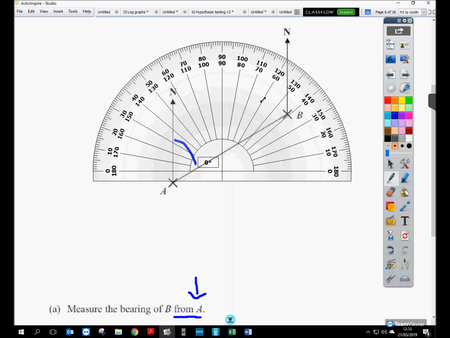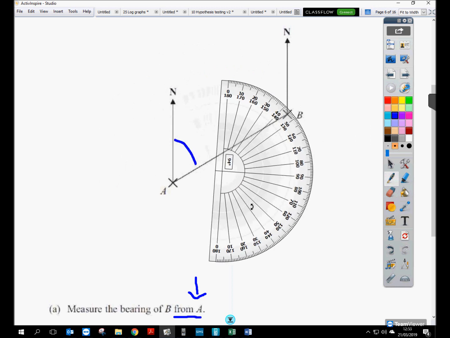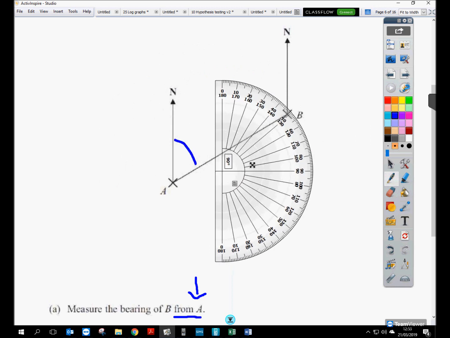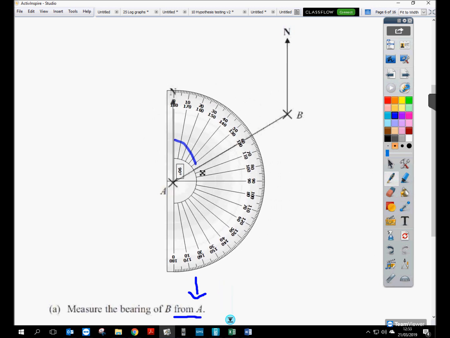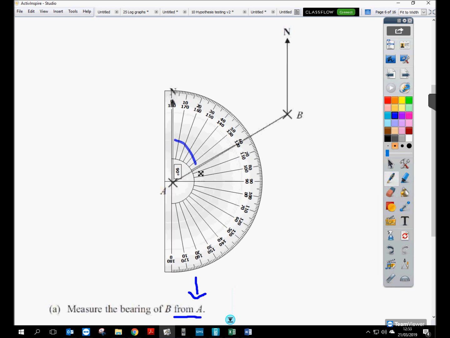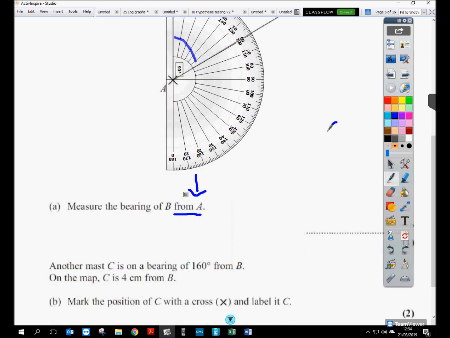When it says measure, you will use a protractor. So take your protractor, place it on the north line, as follows, and measure the angle in a clockwise direction using outside numbers, so we end up with 60 degrees. Now you can't write 60 degrees on the answer line because bearings are 3 figures, so you need to write 060.